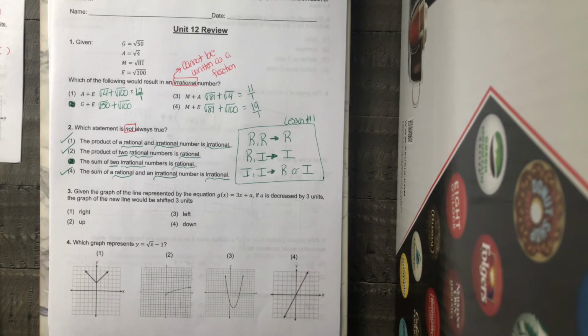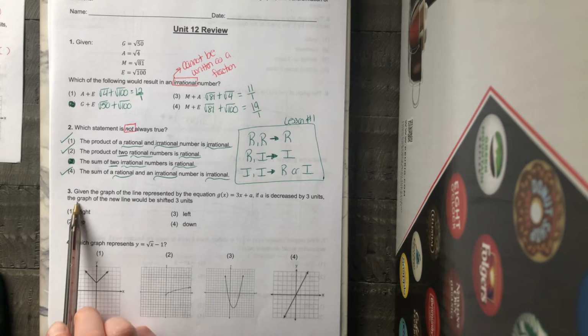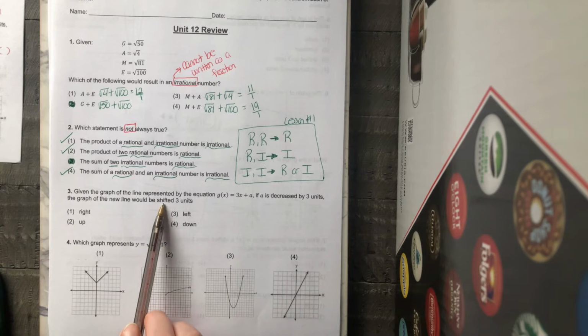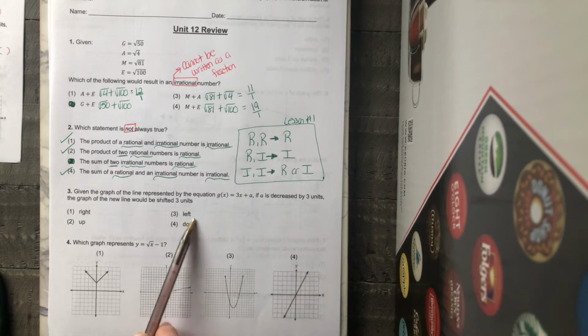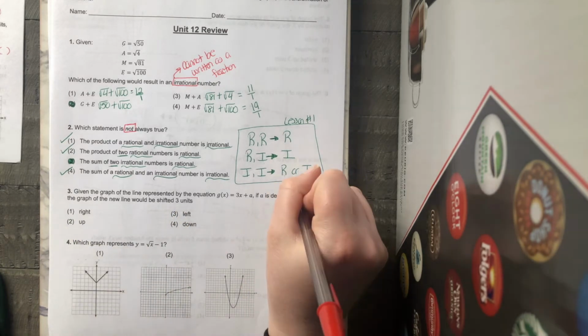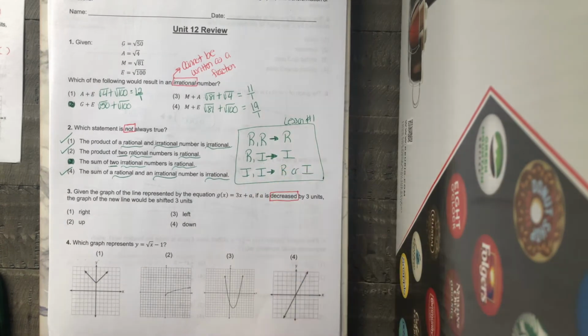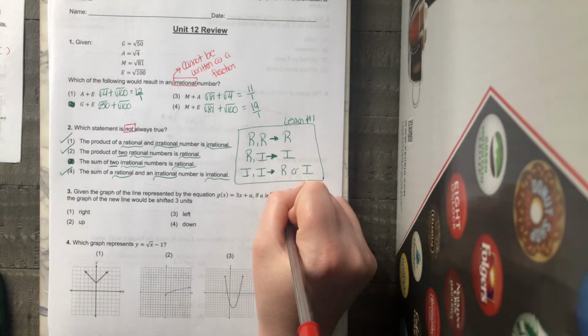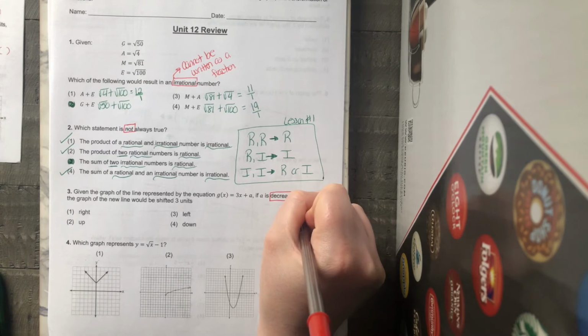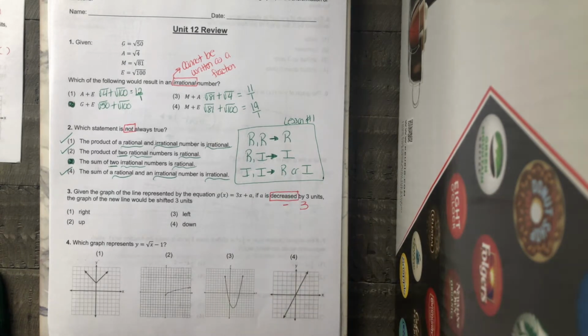All right, number 3. It says, given the graph of the line that's represented by that equation, g of x equals 3x plus a. If a is decreased by 3, the graph of the new line is shifted 3 units where? Is it going up, down, left, or right? So as soon as I see the keyword decreased, I'm hoping you guys are thinking this as well. That means to subtract. So if I'm subtracting 3, I'm going to just create my own example here so I can clearly see what's happening.